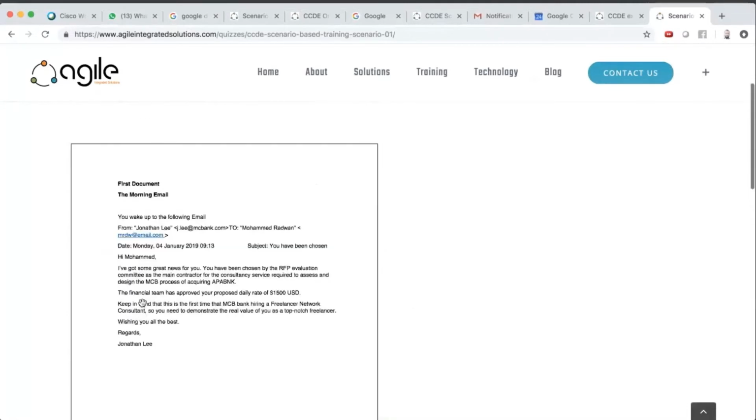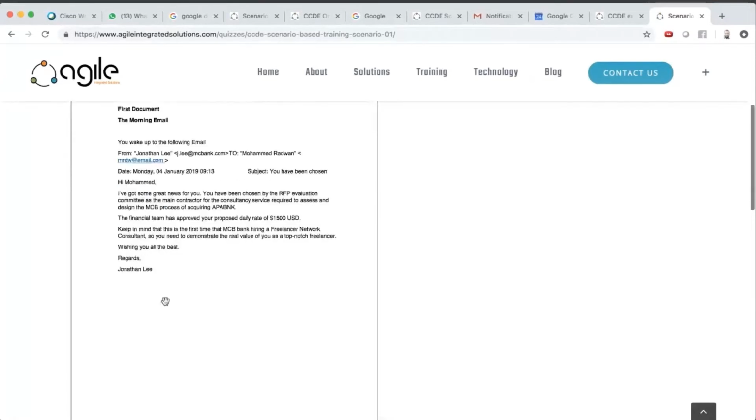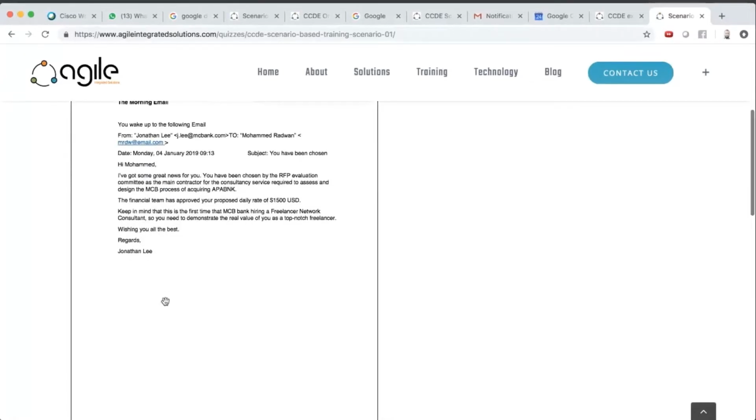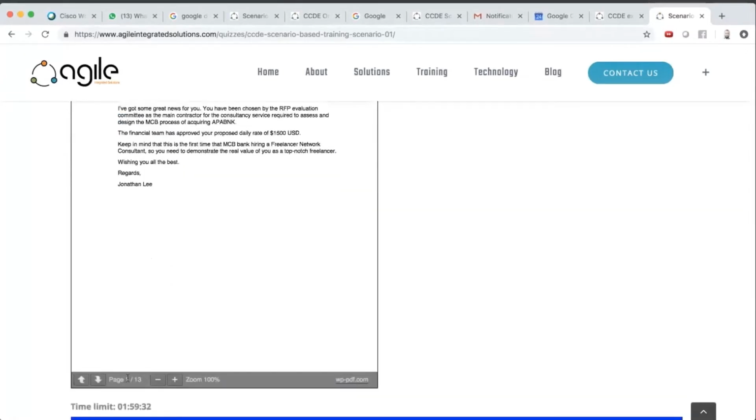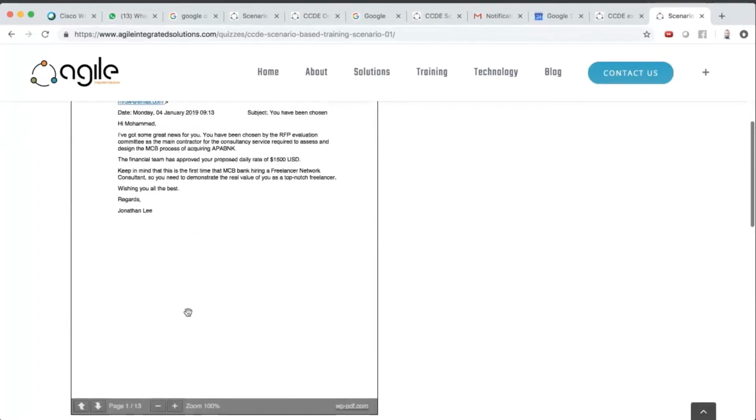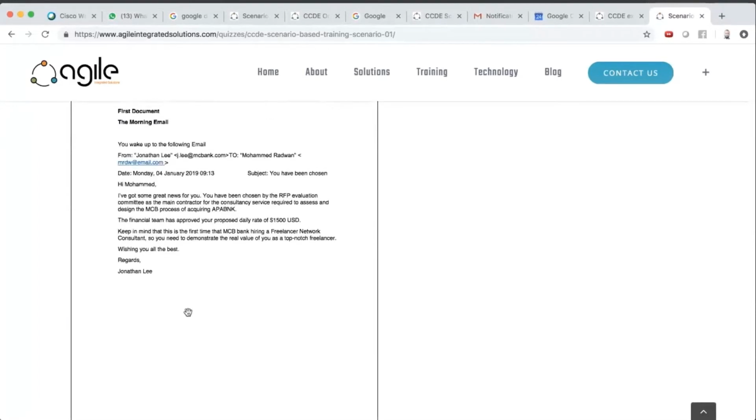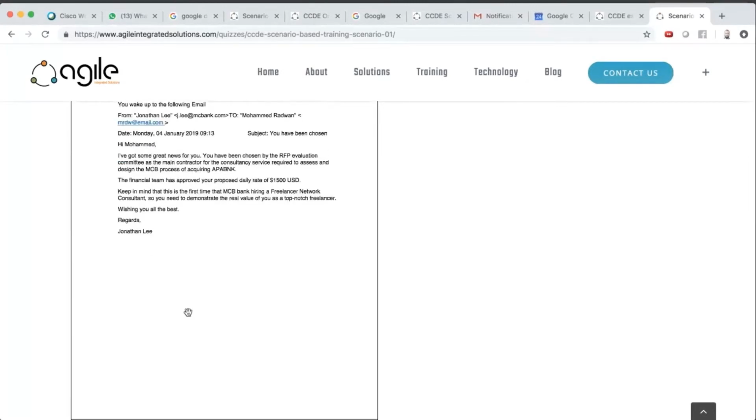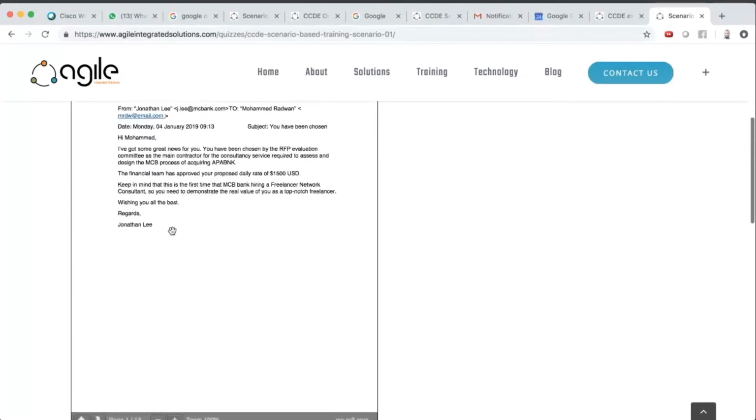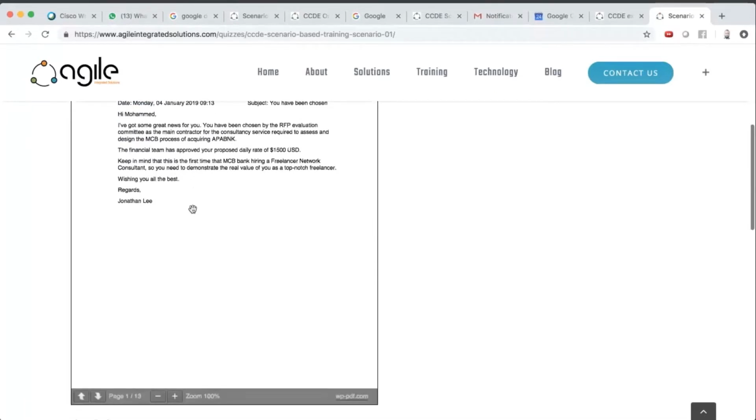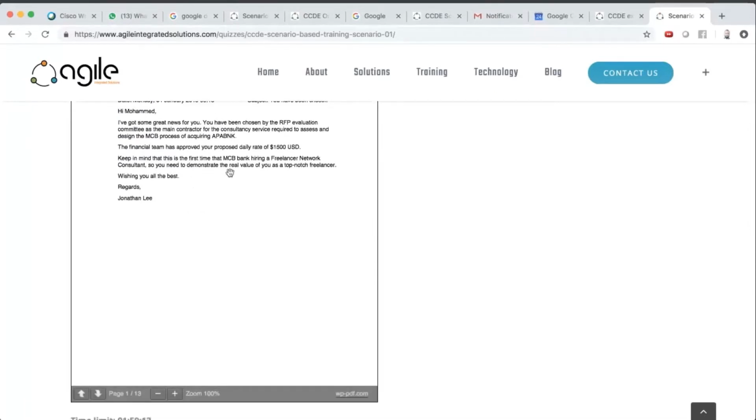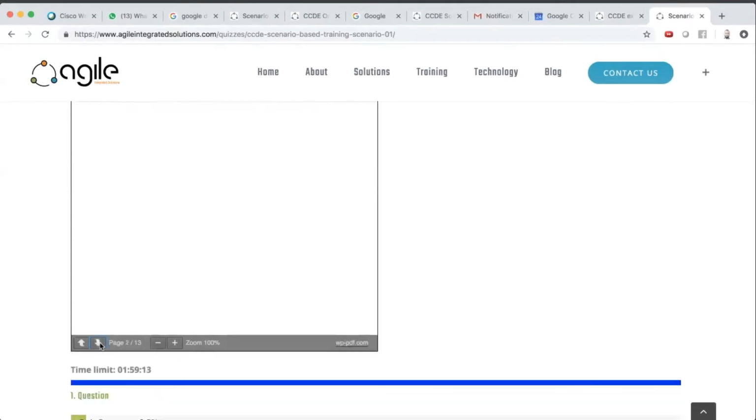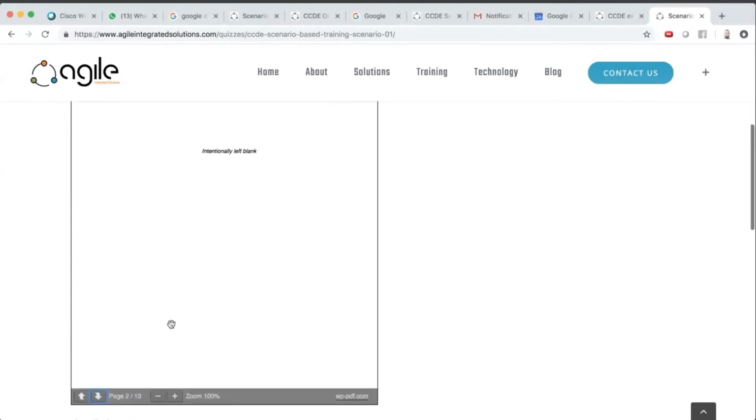Usually, as you know, we tell people to spend quality time reading the background information. Here you have around 13 pages, multiple documents, so give yourself around 15 to a maximum of 30 minutes to read this background information. This is the morning email saying you got appointed to be the main consultant for this merger. You will go down and see the second document.